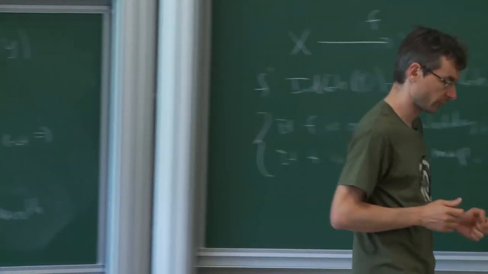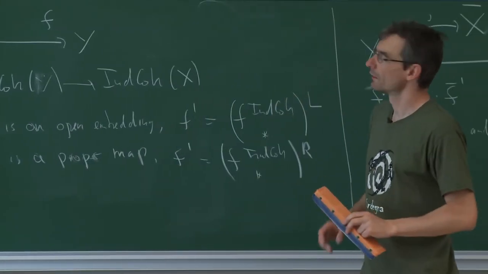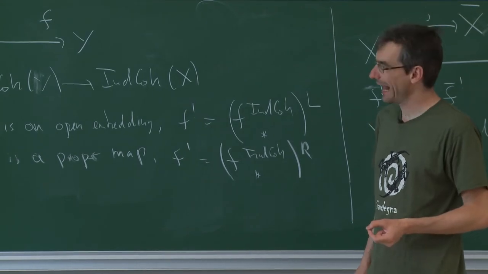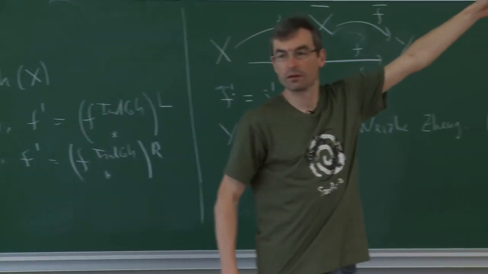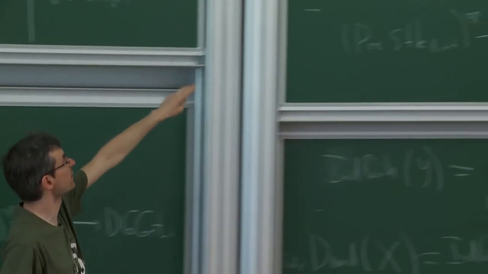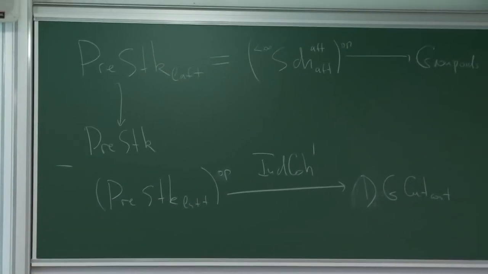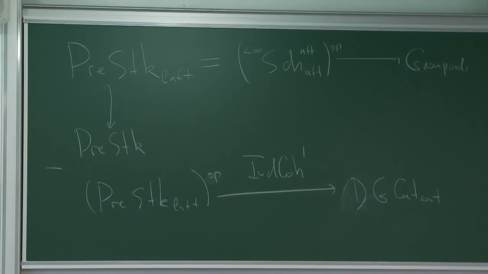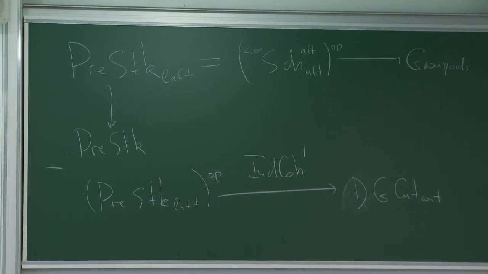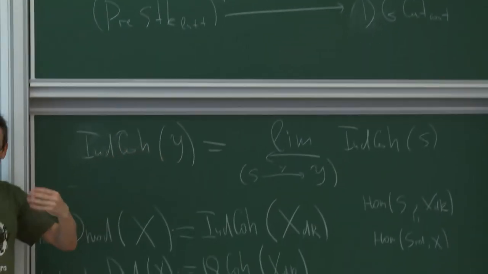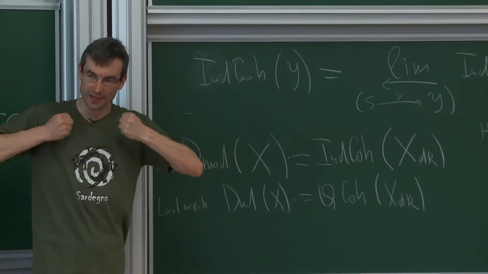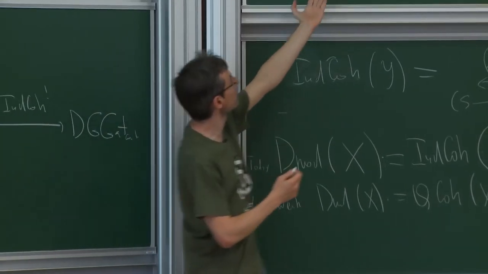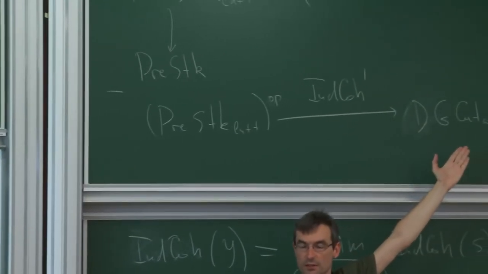And just a moment about the upper shriek. You said that you can define it for any morphism, any pre-stack. So I had my functor defined on schemes, and then technically I gave a formula for what IndCoh is on a pre-stack, but this formula has a name. It's called the right Kan extension. I extend from schemes to pre-stacks in some automatic way, and I obtain a functor from pre-stacks to DG categories.